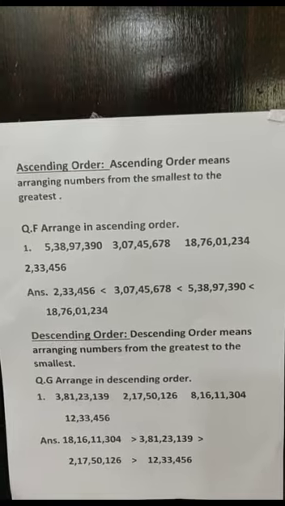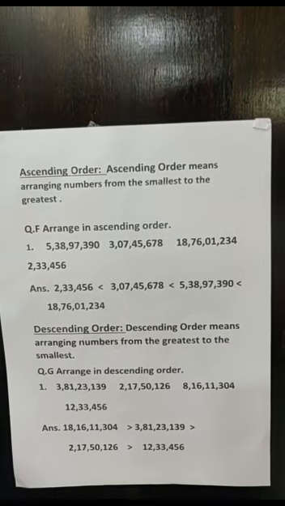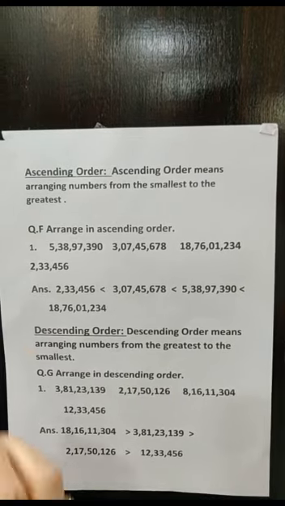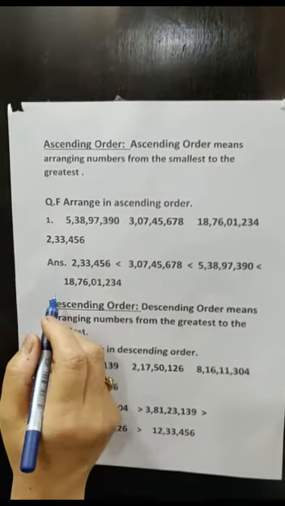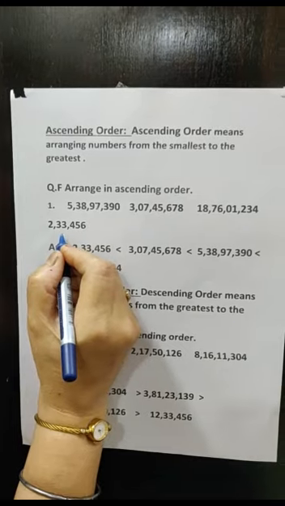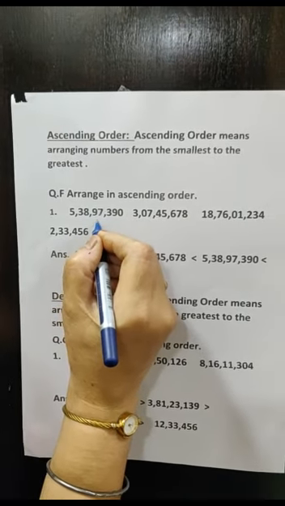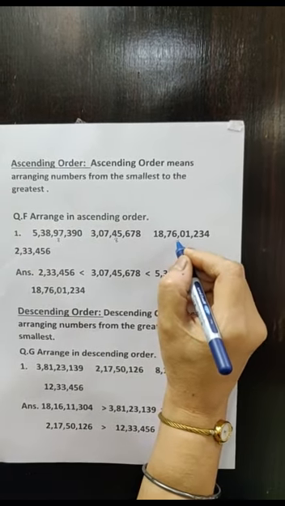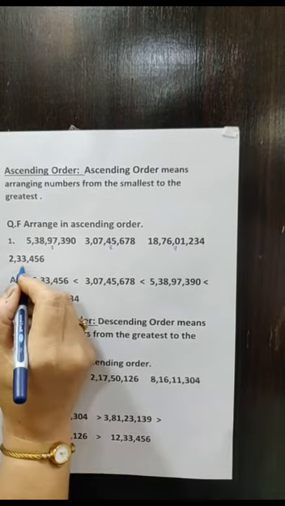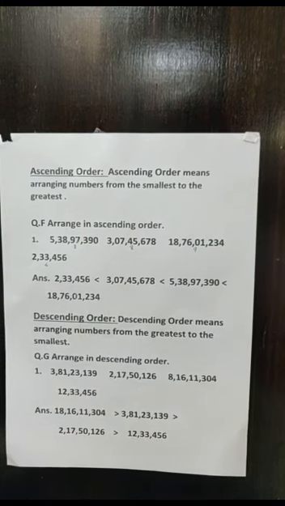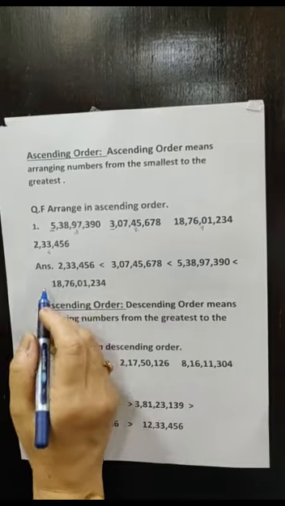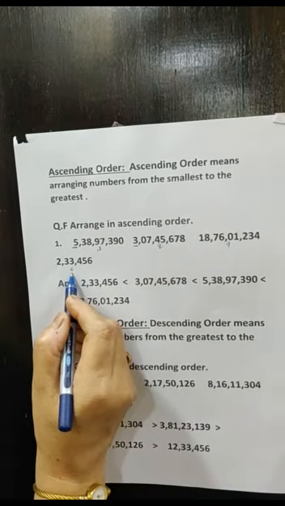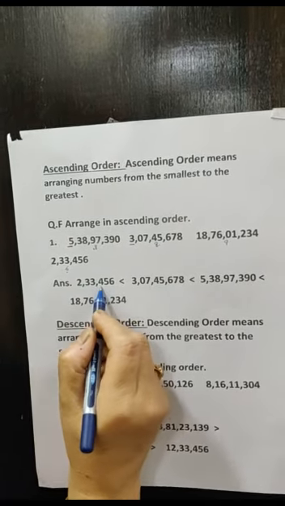Now the next is ascending order. Ascending order means arranging the numbers from smallest to the greatest. We have to see first of all the number of digits in each number. This number has 8 digits, 9 digits and 6 digits. So it is clearly understood that this number has 6 digits. So this is the smallest number. We will write here first of all.